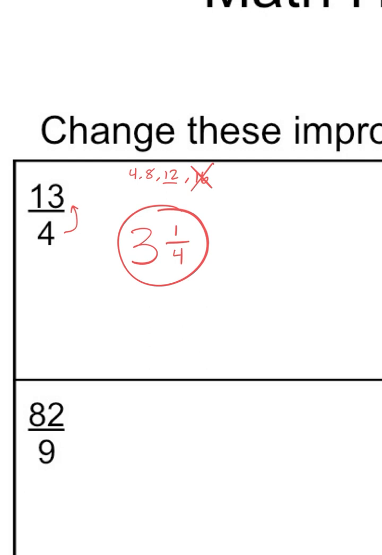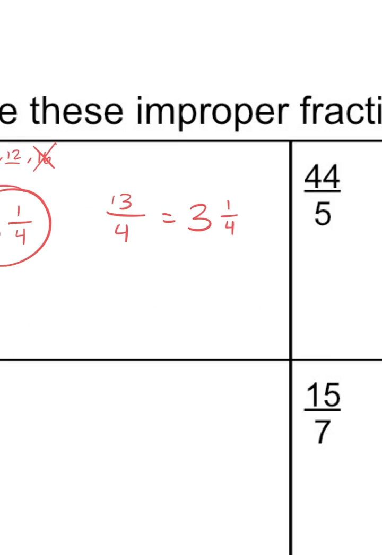Okay, so those are the same. That means that 13 fourths is the same as 3 and 1/4. It's just no longer improper. It is now a mixed number. Okay, let's look at one more.